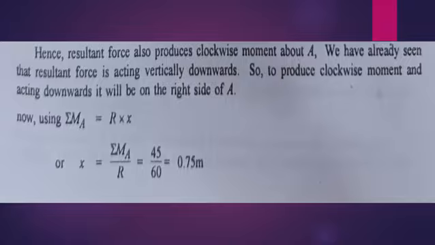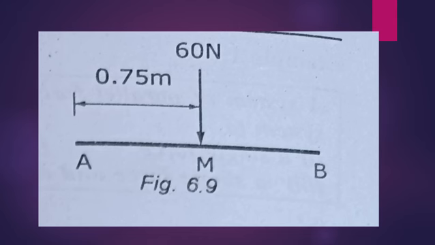Next, using Varignon's theorem, location x is equal to summation of moment about A divided by R. We already calculated the resultant force. The value is 60. Therefore, 45 divided by 60 is equal to 0.75 meter. Then in the diagram we are going to locate the resultant force and the distance. Okay, AB is a given beam. We are locating the resultant force 60 Newton at a point M at a distance 0.75 meter from A.